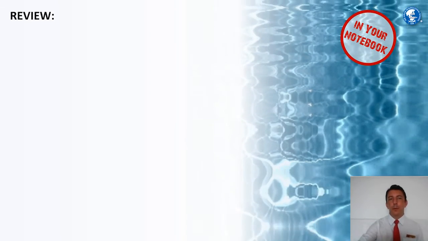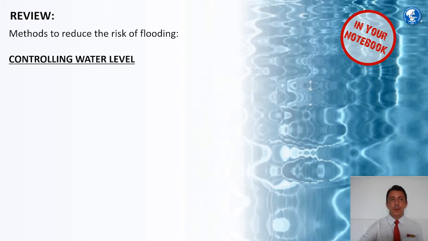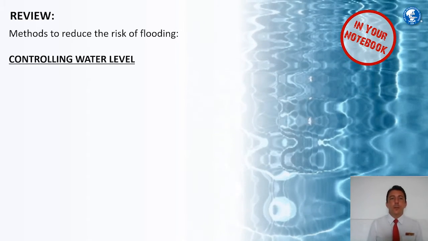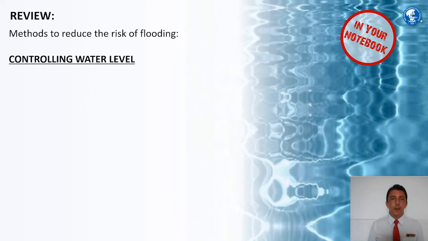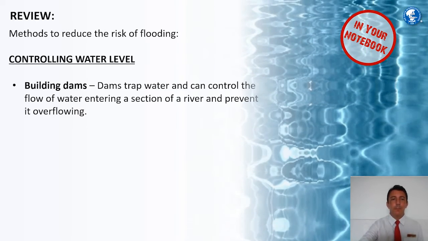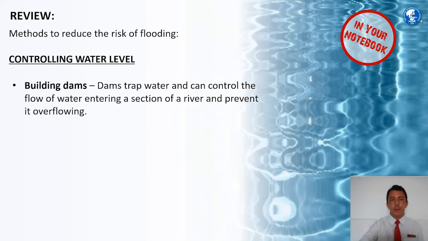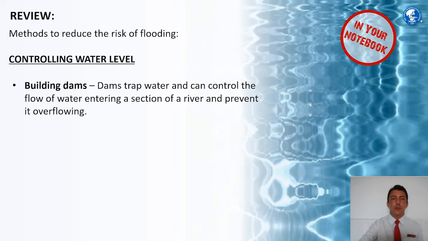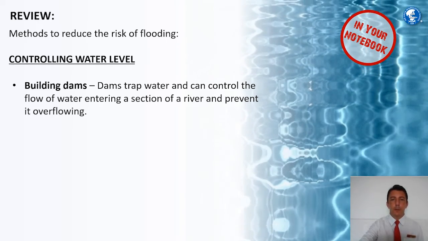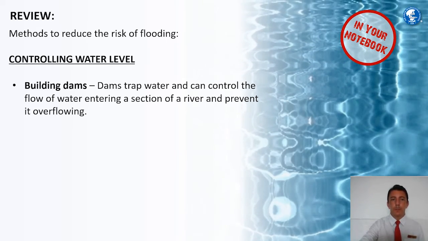So let's review the main points from today. So first of all, methods to reduce the risk of flooding. Controlling water level. This can be done by building dams. Dams trap water and control the flow of water entering the river to prevent it overflowing.